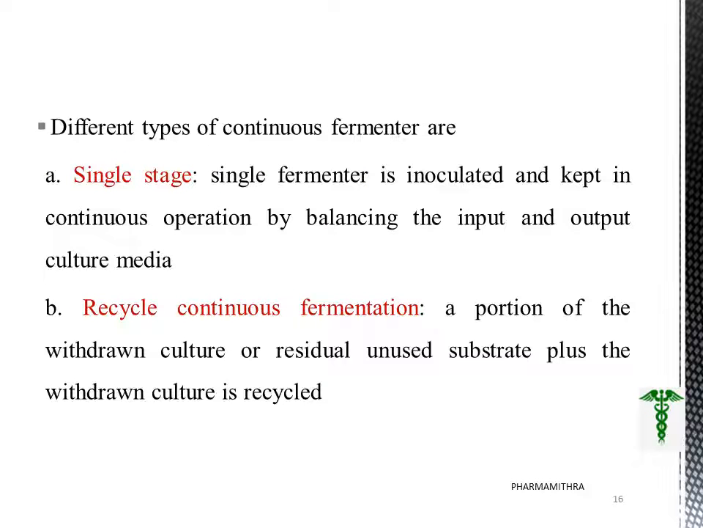The number of impellers is variable and depends on the size of the fermenter. Different types of continuous fermenter are the single stage as well as recycled continuous fermentation. In single stage continuous fermenter, the single fermenter is inoculated and kept in continuous operation. Here we are balancing the input and output in the culture media. In the recycled continuous fermentation, a portion of the withdrawn culture, or the residual unused substrate plus withdrawn culture, is recycled. Here recycle is done instead of single stage. That is the difference between the single stage and the recycled continuous fermentation process.